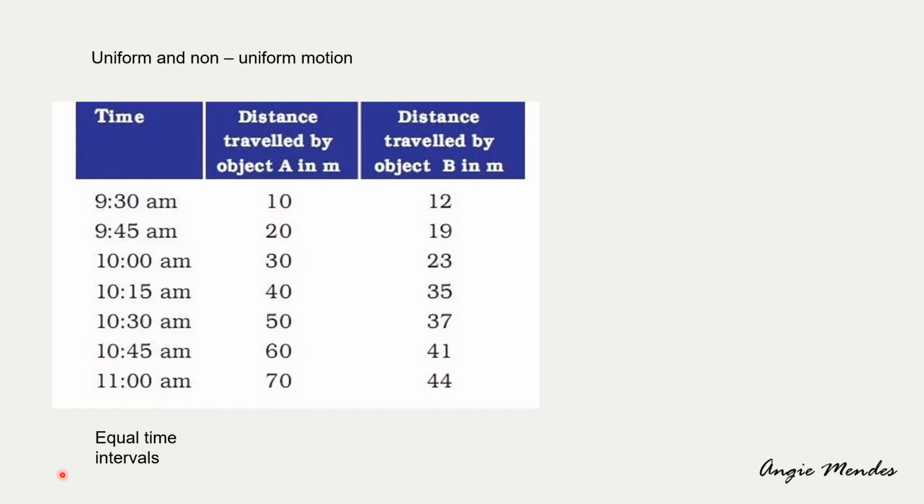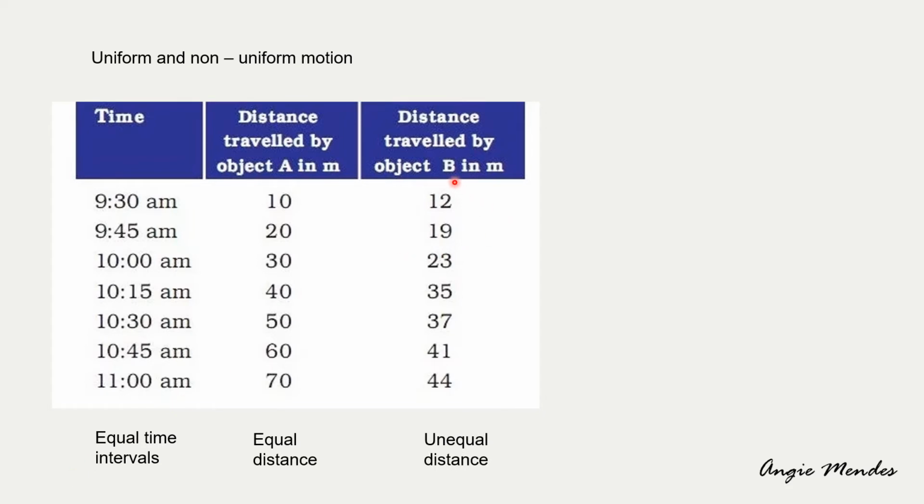Now if you look at this chart, you will see that there are equal time intervals from 9:30 to 9:45. There are 15 minutes. So there is an increase of 15 minutes here. So there are equal time intervals. Here the distance is equal. The body is traveling 10 meters and after 15 minutes it is traveling 20 meters. So that means it is 10 meters again. After 15 more minutes it is at 30 meters. So again it is 10 meters.